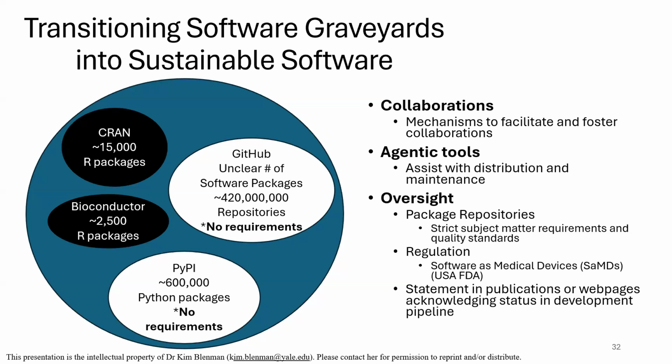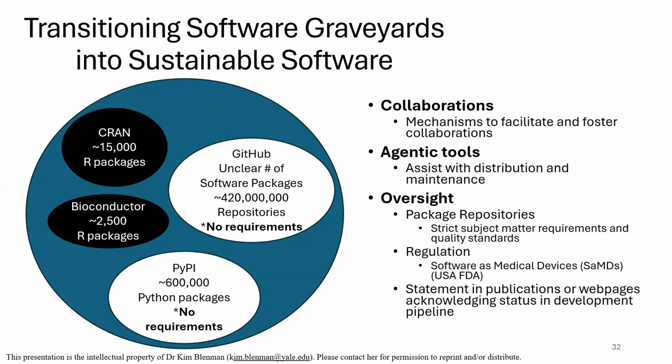And then, as you see, we also have ones that have no requirements, and so there's no quality standards, so to speak. PyPI has approximately 600,000 packages, and GitHub has approximately 420 million repositories, with a significant amount being software packages, but it's unclear how many those are. And so there are systems set up there that can have varying levels of oversight.